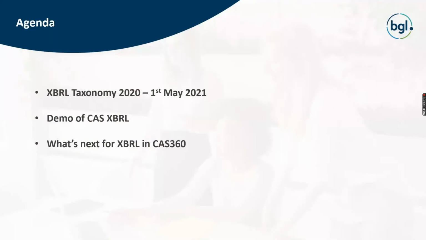So this is a 1-hour webinar about XBRL that we have in CAS Desktop. So the agenda for today that I'm going to go through is first off the XBRL Taxonomy that will be taken into effect on the 1st of May 2021. I'll be showing you through any features that we have within our CAS XBRL tool, as well as show you all the XBRL that we have in store for CAS 360. So there are very exciting things that we have in store for you when you do migrate over to our cloud product.